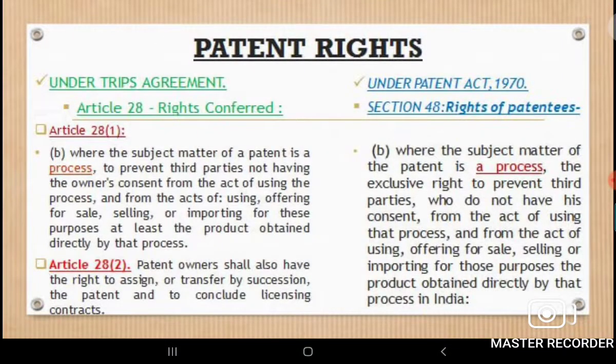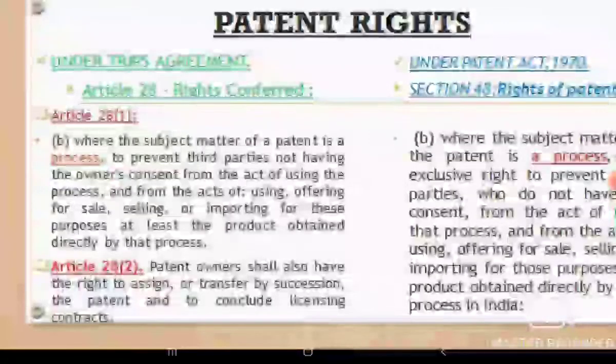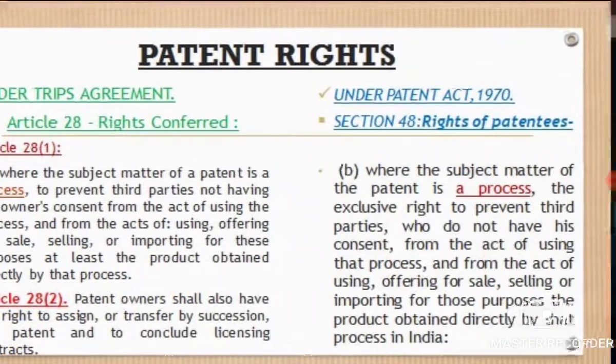Under the TRIPS Agreement, Article 28, the rights conferred. Article 28(1), Clause B says that where the subject matter of a patent is a process, to prevent third parties not having the owner's consent from the act of using the process, and from the acts of using, offering for sale, selling or importing for these purposes at least the product obtained directly by that process. Article 28(2): patent owners shall also have the right to assign or transfer by succession the patent and to conclude licensing contracts.